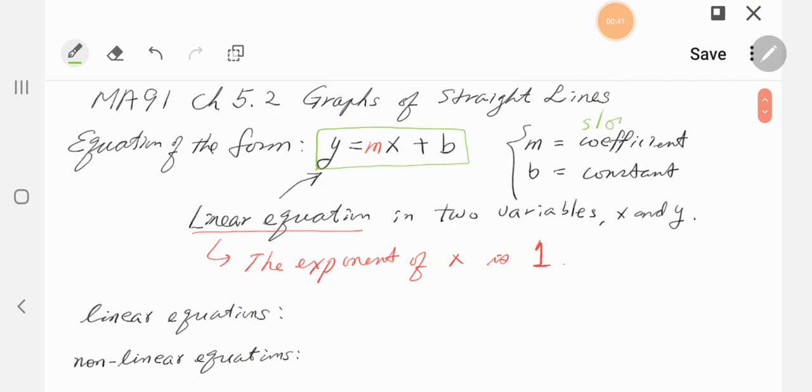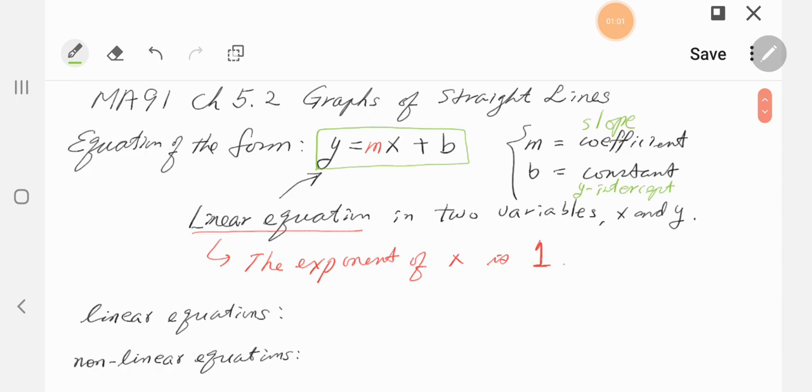Later we will learn this. M is the slope. And b is a constant, it's just a number. And b is called the y-intercept. We will learn this one later, don't worry. So b is the y value of the y-intercept, and m is the slope of the line.